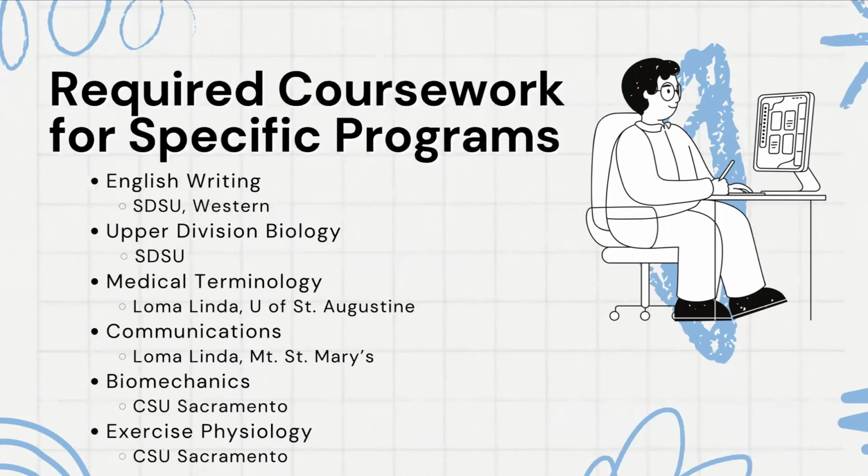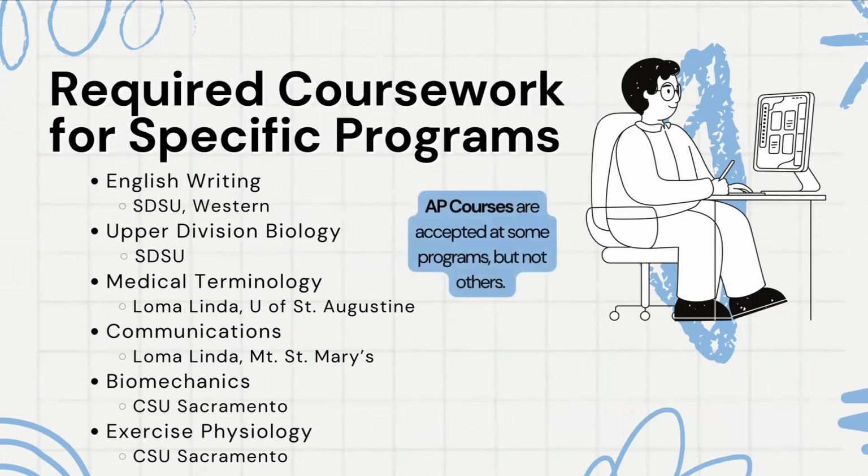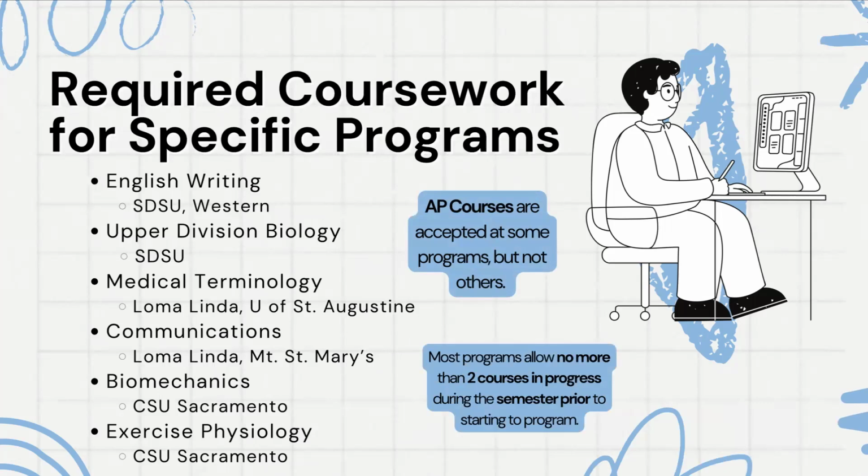Okay, and then here are some required coursework for specific programs. So these are the ones that not everybody is going to require. I will admit, if you're an exercise science major specifically, a lot of what we do in our program will cover some of these, but not all of them. So you just got to be on the lookout. Like the first one, English writing: SDSU, which is San Diego State, and Western University, both Southern California schools, require an English writing.